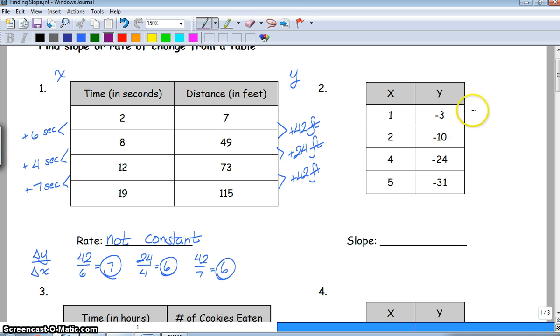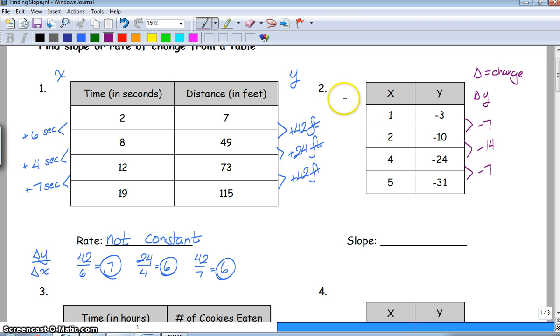The second one, I'm getting rid of the units. I'm just talking about x and y, so we're finding the slope. Same as before, you are going to find the change in your y values. It's change in y, delta, little triangle right here, just means change. 3 to -3, down by 7... -3 to -10, down by 7. -10 to -24, down by 14. -24 to -31, down by 7.